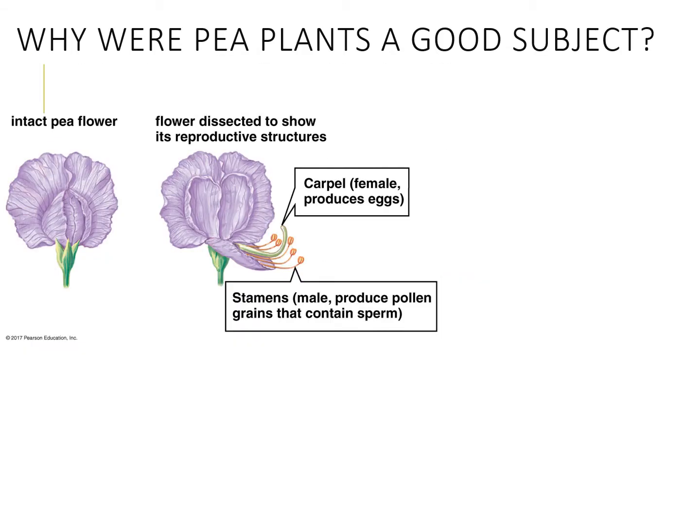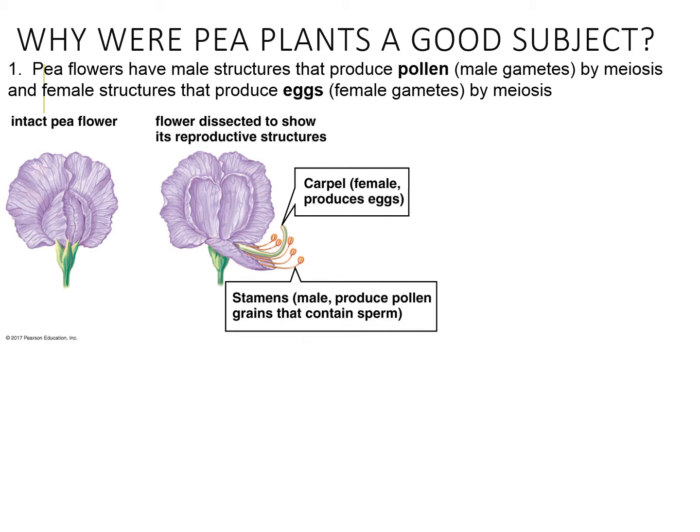Why were pea plants a good subject? Well, there's a lot of reasons. We'll talk about a few of them, and it is still not really known if Gregor Mendel was sort of lucky that he chose peas, or if he chose them because they're so easy to study. So, number one, pea flowers have male structures that produce pollen, male gametes, by meiosis, and they also have female structures that produce eggs, so female gametes, by meiosis.